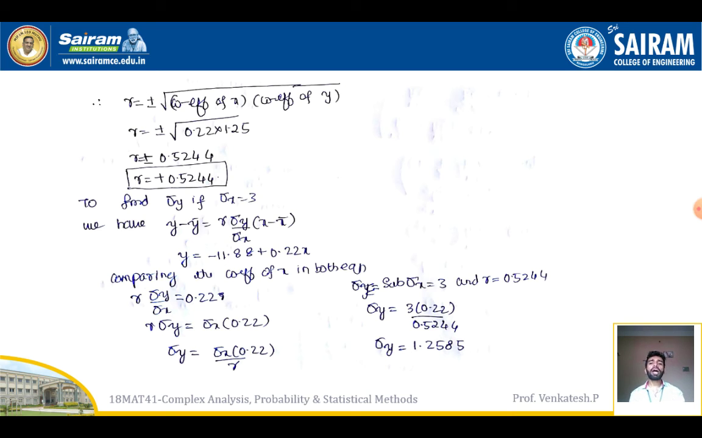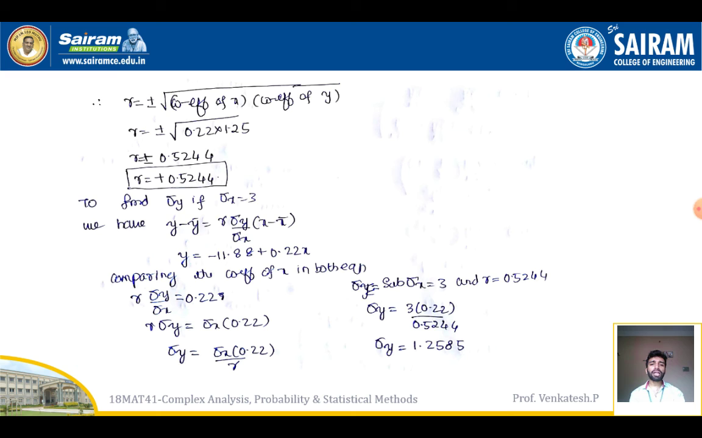Next, to find the value of sigma y when sigma x is equal to 3, as they have given, we use the alternative formula for the lines of regression: y minus y bar is equal to r sigma y by sigma x into x minus x bar. From this equation I can estimate the value of sigma y. Also given is the line of regression y is equal to minus 11.88 plus 0.22x.